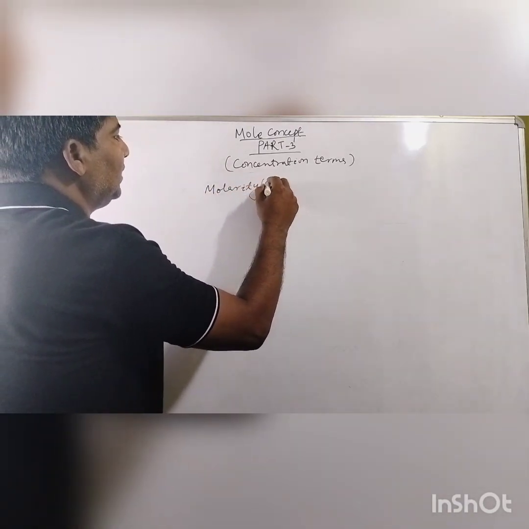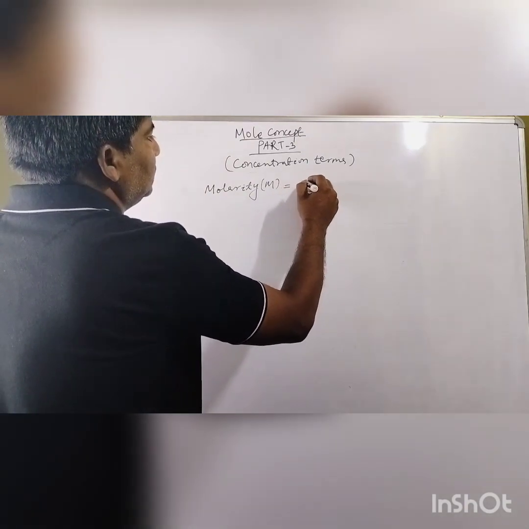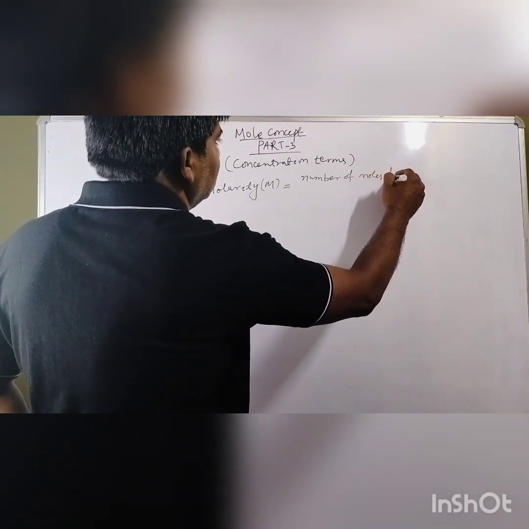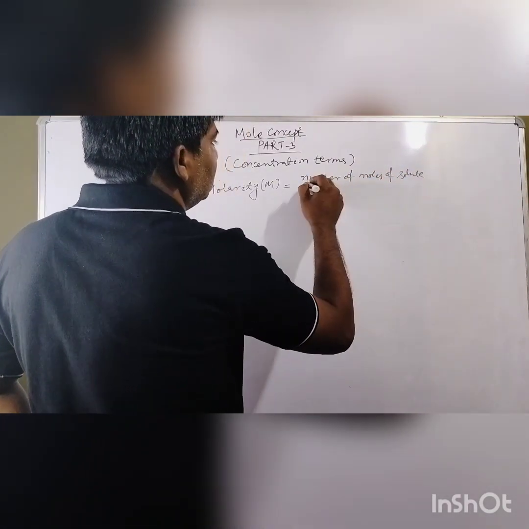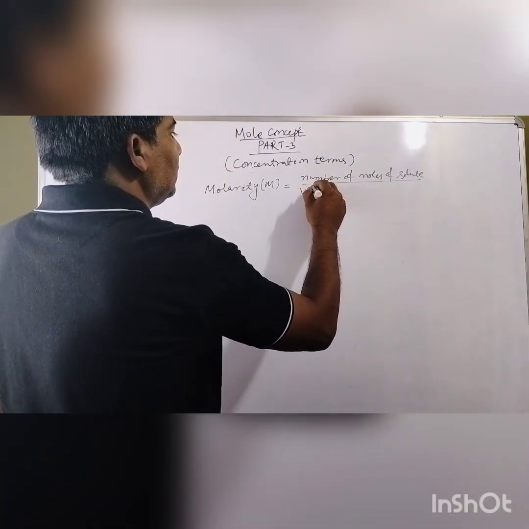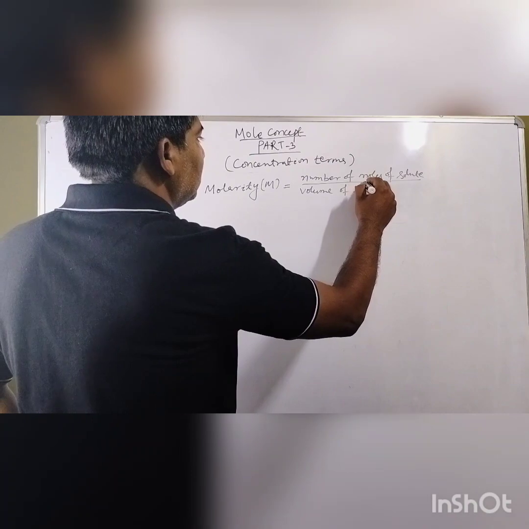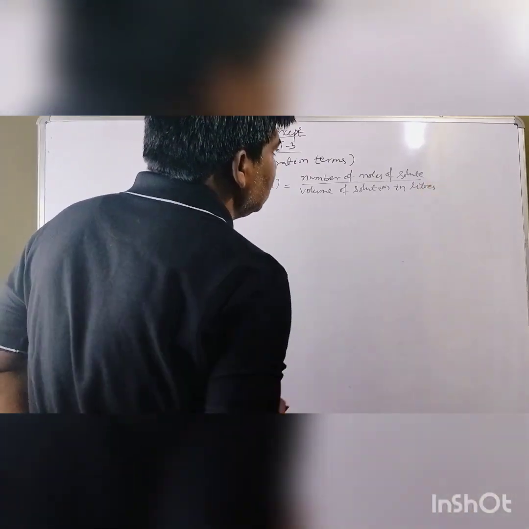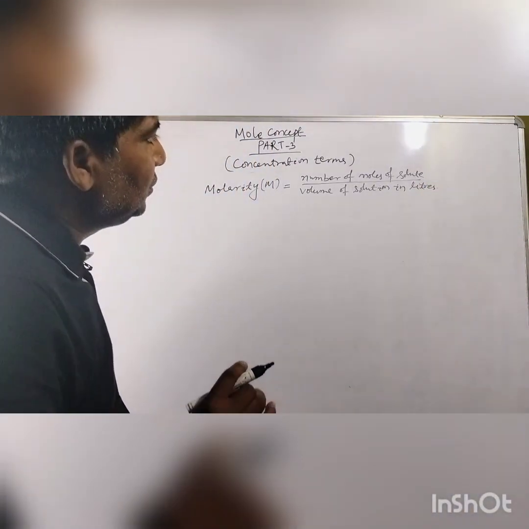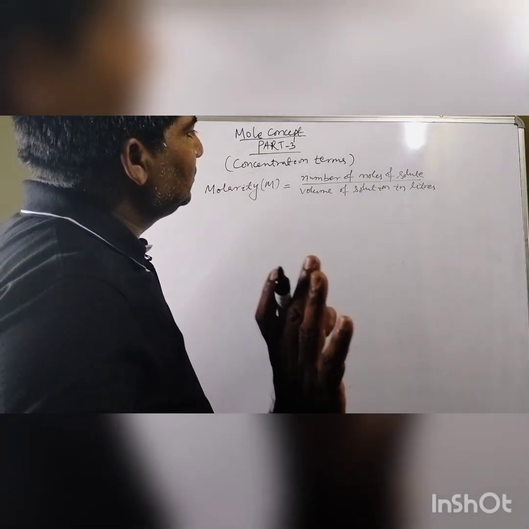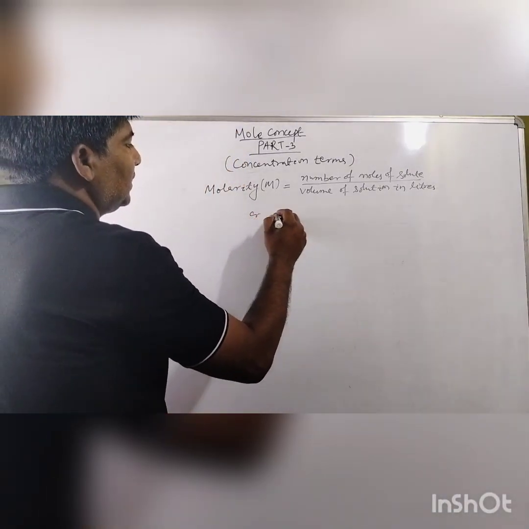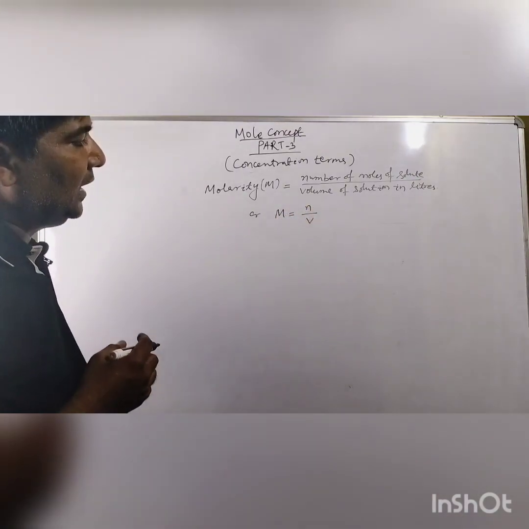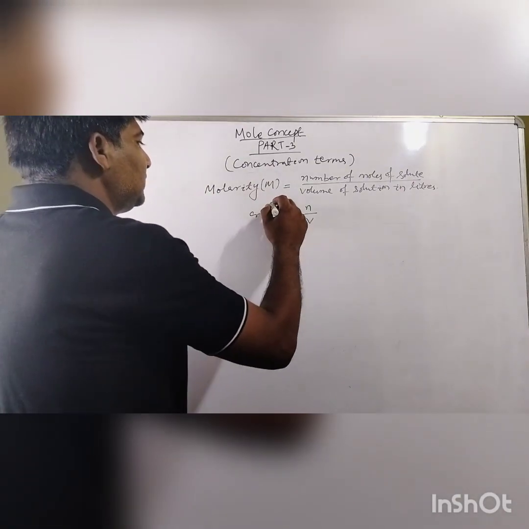Molarity is denoted by capital M, which is equal to number of moles of solute divided by volume of solution in liters. This is very important. Sometimes the volume is given in milliliter, so you have to convert the volume into liters. Or we can write briefly M is equal to N by V. N is the number of moles of solute and V is the volume of solution in liters.